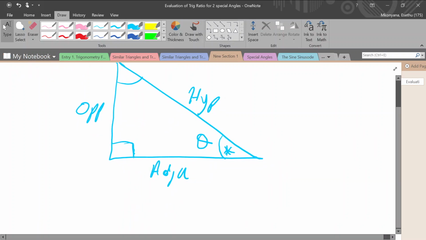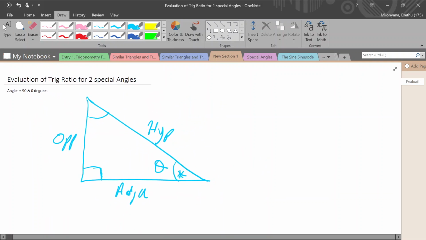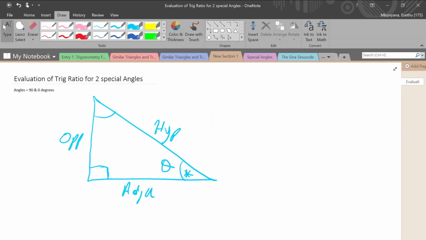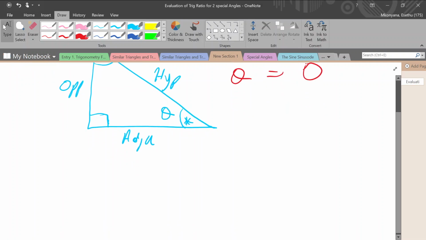Now, we want to look at 0 and 90-degree angles. Let's say for some special occasion, the angle of our focus here, angle theta, is equal to 90, and the case where angle theta is equal to 0. We're going to start with the case where angle theta is equal to 0. Now, we want to look at all our trigonometric ratios for that case.